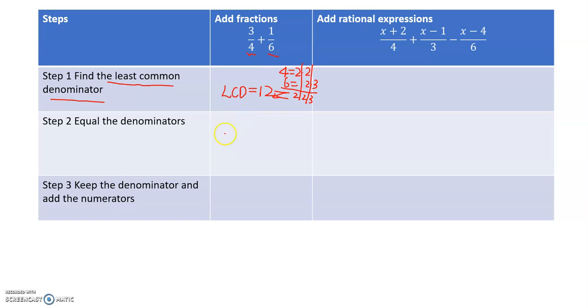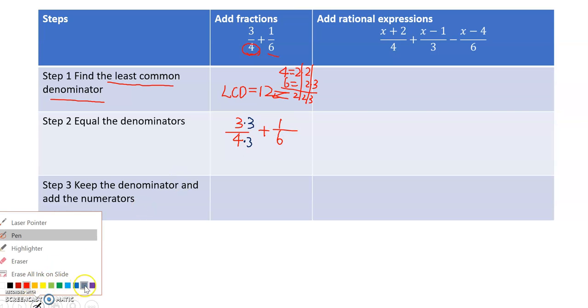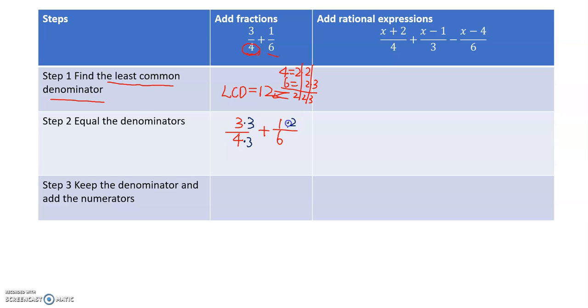And the second step is to equalize the denominators. So the first fraction we have is 3 over 4. We want to change the denominator 4 to 12, because that's the common denominator we're going to use. So in order to get 12, we can multiply the bottom 4 by 3. And to keep the equivalent fraction, we need to also multiply the top by the same number. And for the second fraction, 1 over 6, in order to change 6 to 12, we can multiply both top and bottom by 2.